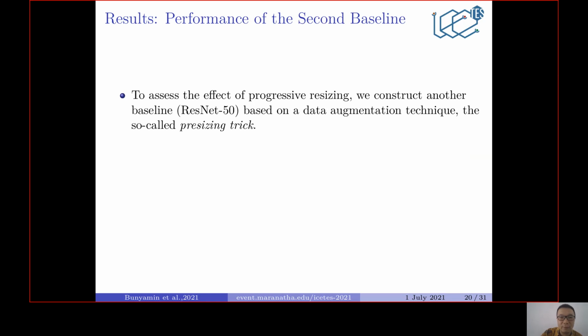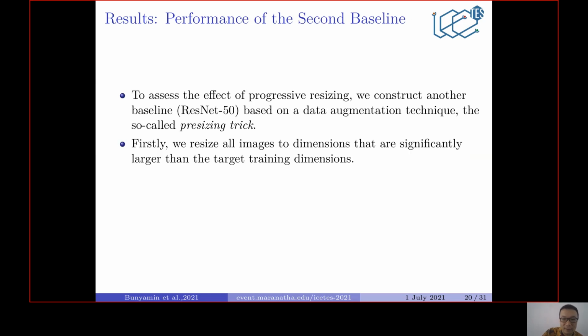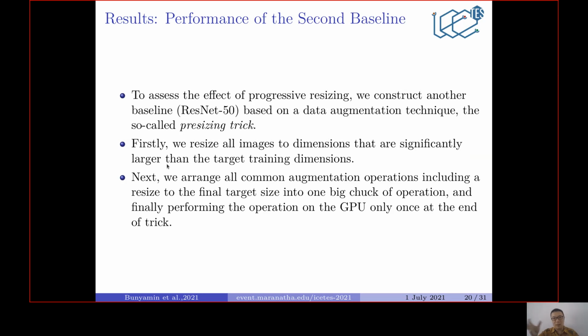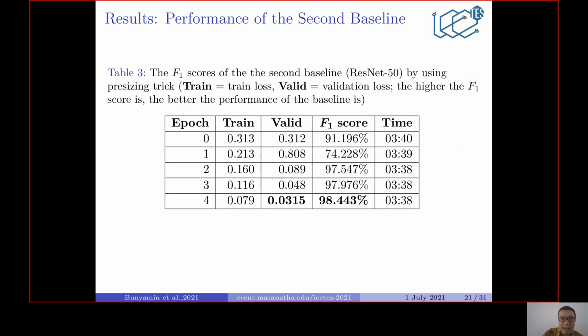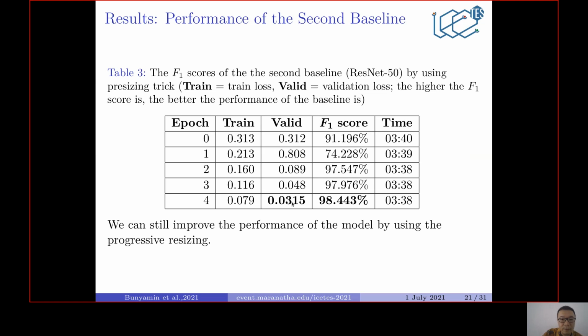The second baseline, we use the resizing technique. We resize into a dimension that's significantly larger, and then we do all the common augmentation operations. Then we resize it again into the final target. As you can see, it improves significantly, to 98%. The error is quite small, and we can still improve this.